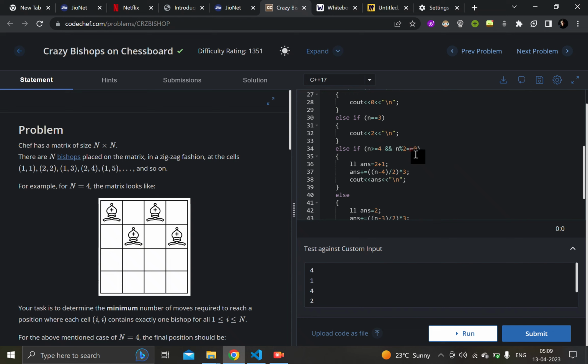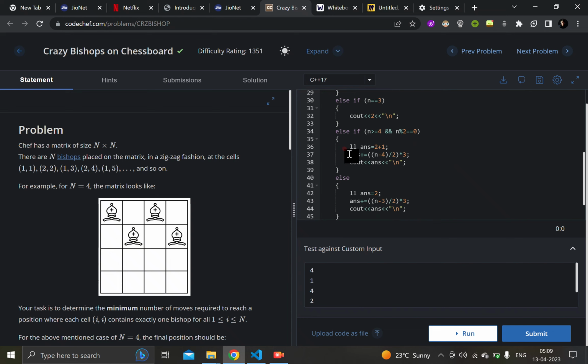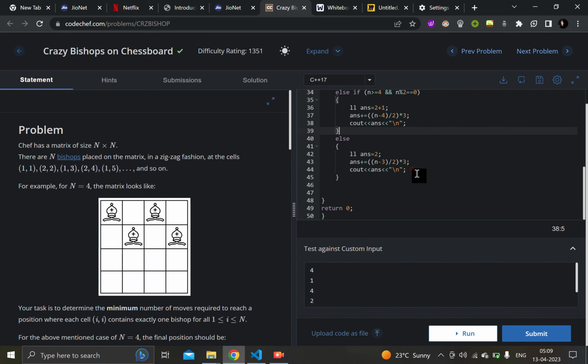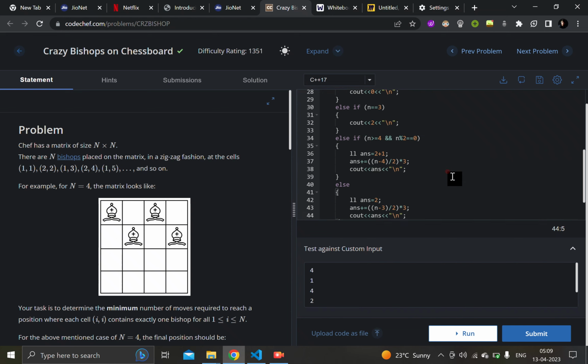And for cases n even and n greater than or equal to 4, the answer will be 3, and I have added the answer plus n by 4. I have calculated the total number of pairs here, and each pair will contribute 3. So that is the answer for the even part. And for the odd part, the answer will be: for the first 3 cases the answer is 2, and then I have calculated the number of pairs into 3, which is what the pairs will contribute, and I have taken the summation of these two things, and that will be my answer.